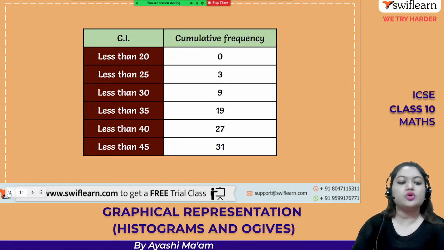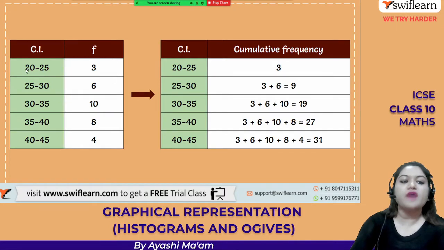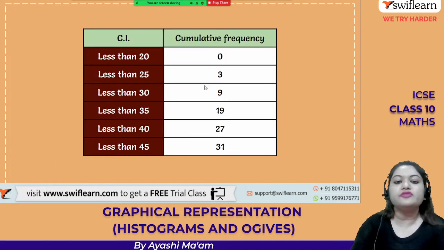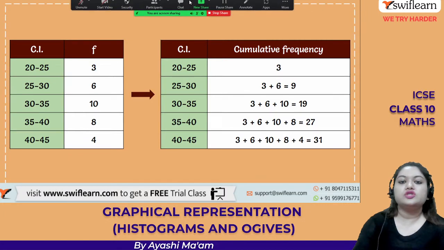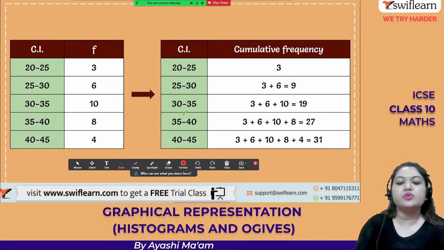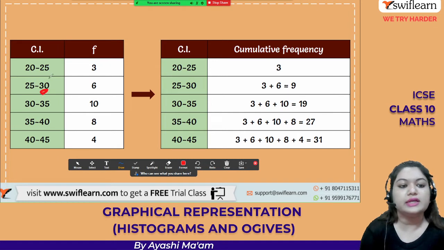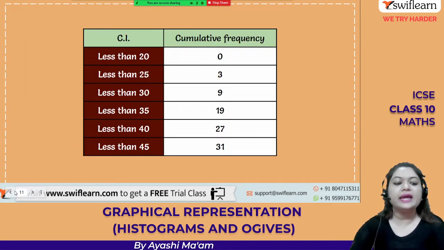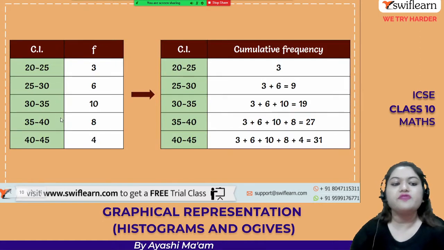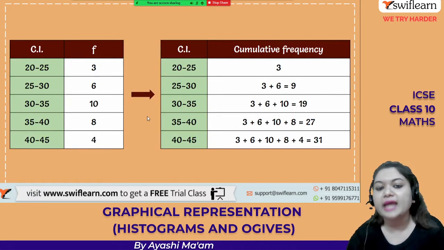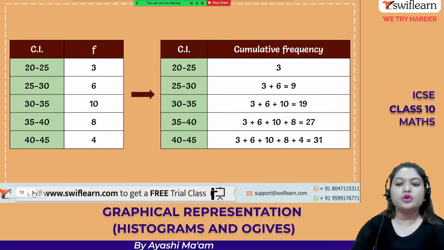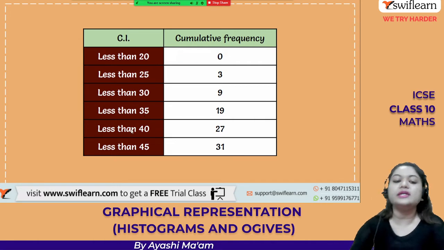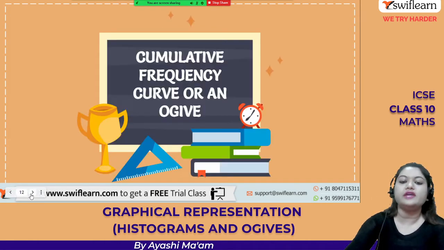Okay, now we can also go for less than 25. So less than 25 means what? They are talking about the first class interval, 20 to 25, 3. So less than 25 will be 3. Less than 30, so just look over here. Less than 30 means which part? This is our 30. So less than 30 means these two, right? So less than 30 will be 9. Okay, then again less than 35. Here you have your 35. So 3 plus 6 plus 10, that means 19. 30 to 35, right? So we can write 19. Similarly, we can do for less than 40 also, less than 45 also.